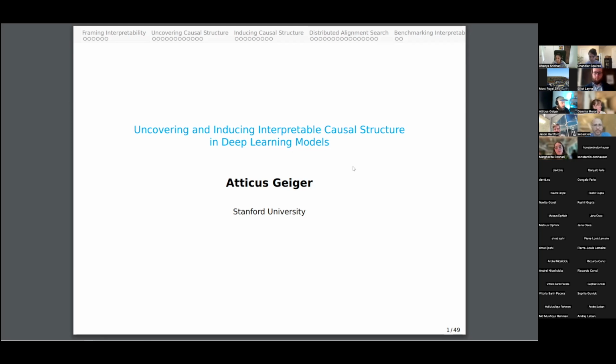Cool. All right, so I'm going to be talking about uncovering and inducing interpretable causal structure in deep learning models. This is what I've been focused on for my entire PhD, and it involves lots of other great collaborators at Stanford and other places. So check out the papers, and kudos to them for being such great collaborators.